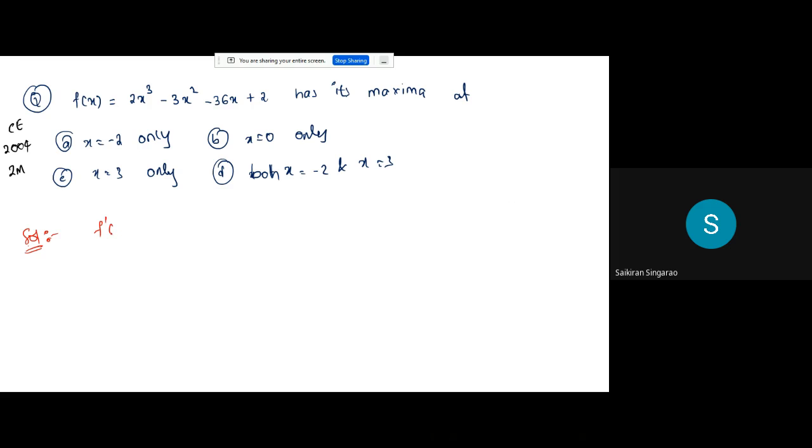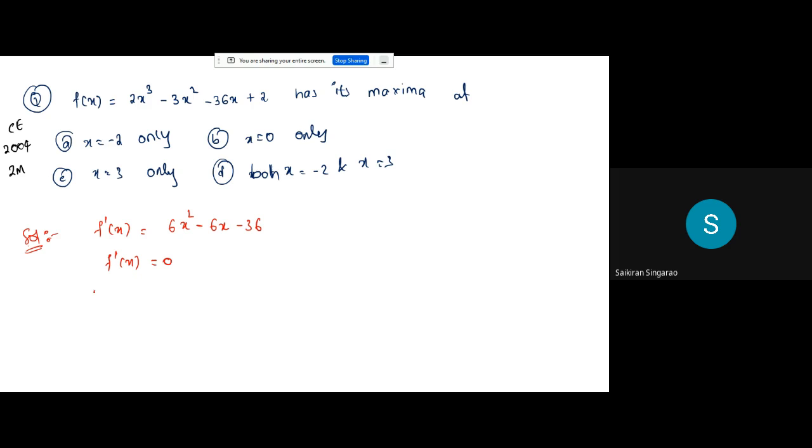Say if I do f dash of x, what am I going to get? So I'm going to get 6x square minus 6x minus 36. Next, I have to do f dash of x equal to 0. Why am I doing f dash of x equal to 0? Because at these points only you will get stationary points. Because at stationary points, what is the slope? Slope is 0. Slope 0 means first differentiation equal to 0.